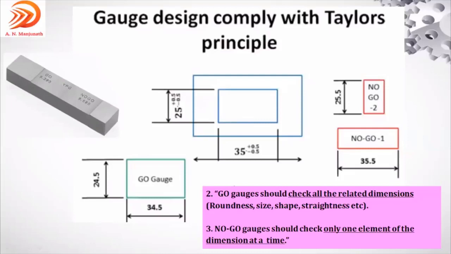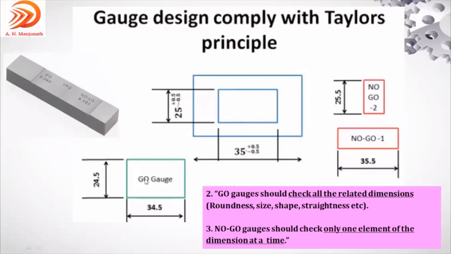In this case, this image is only for your reference. Go and no-go gauges are there on two sides, only two, because don't always think that the shape is circular. It can be a rectangular shape also, and for that also a gauge is available. For that reason, I added this image only for your reference.